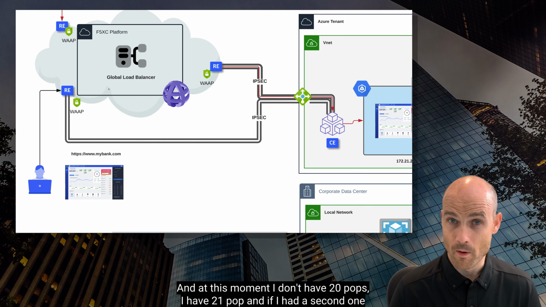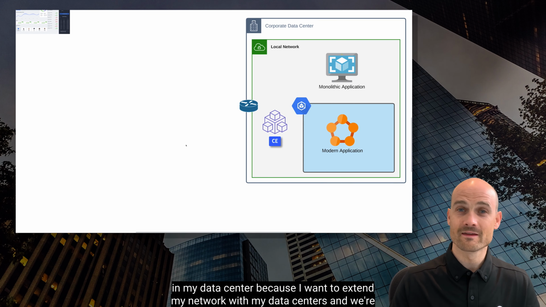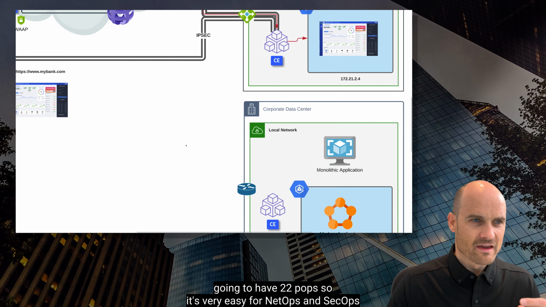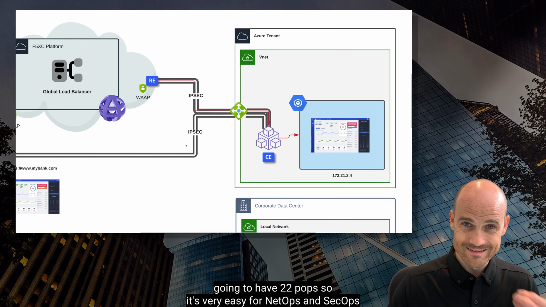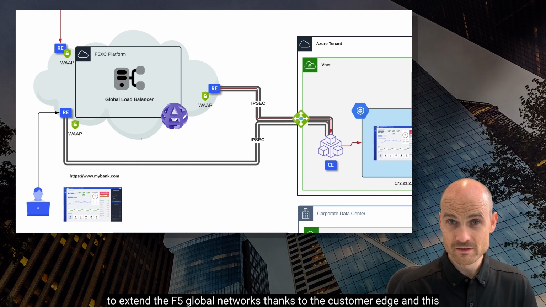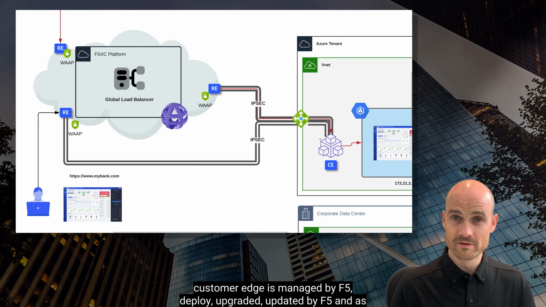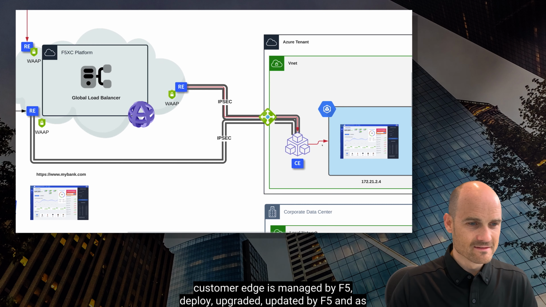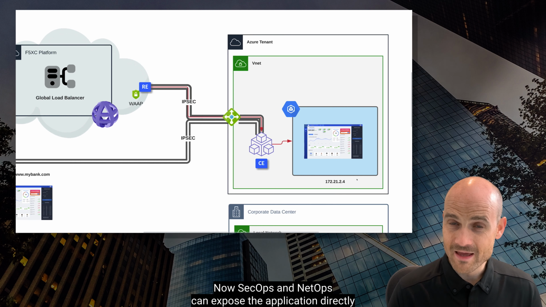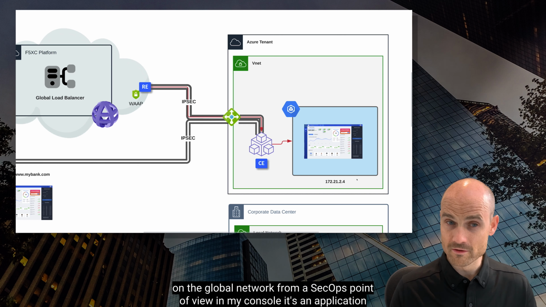I have 21 POPs. And if I had a second one in my data center, because I want to extend my network with my data centers, I'm going to have 22 POPs. So it's very easy for NetOps and SecOps to extend the F5 global network thanks to the customer edge. And this customer edge is managed by F5: deployed, upgraded, updated by F5. And as this customer edge is directly connected to the private network, now SecOps and NetOps can expose the application directly on the global network.